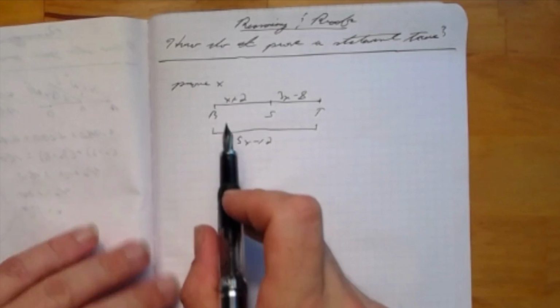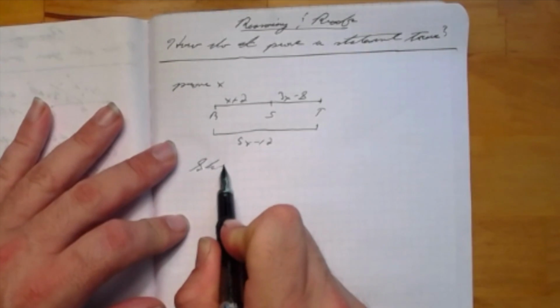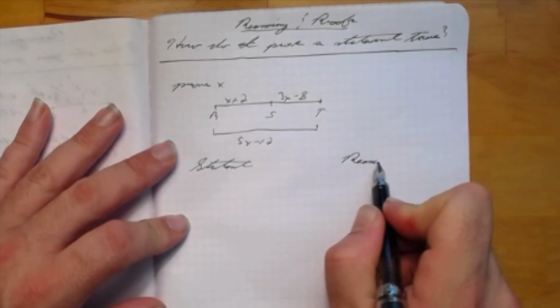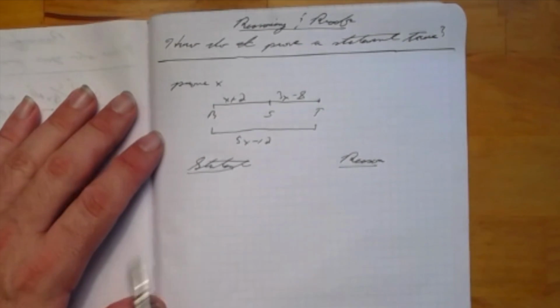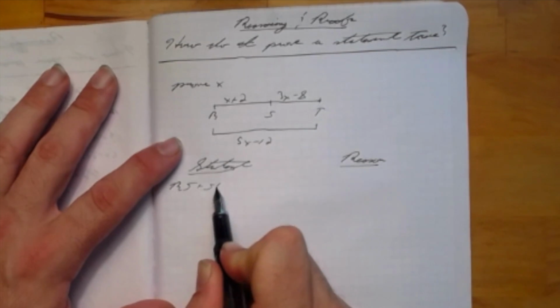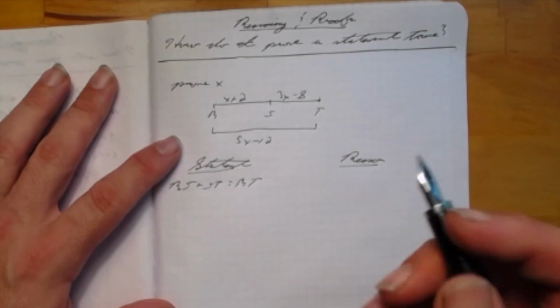I want to be able to prove the segment addition postulate, but I'm going to treat this as a conjecture, something I don't know is true yet. So I'm going to go through proof writing as my idea here. What are we going to do? I'm going to take my statement and I'm going to give a reasoning. And I'm going to do this in a two-column proof style. So I'm trying to say that RS plus ST is equal to RT. This is my conjecture.